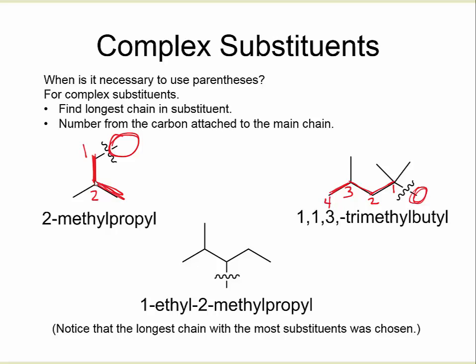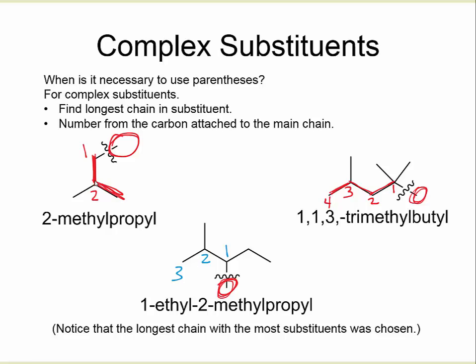And the example on the bottom, the rest of the molecule is here. Now I've got to figure out which way to number this chain. I have 2 options. I can number to the right and have an isopropyl group as the substituent, or I could number to the left and then I would have an ethyl group and a methyl group. This goes back to the rule that we take the longest chain with the most substituents. So in this example, I would number it so that I have a 1-ethyl and a 2-methyl.